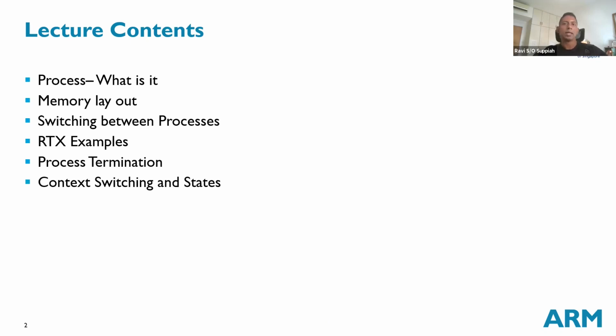So we're going to talk about the process: what is it? We're going to look at the memory layout a bit, and how switching is done between processes. These are the three main things. Then you'll be looking at some examples, and the process termination as well as context switching. This is the key thing, where you need to understand the idea of context switching and how that allows the whole multi-threading environment to function.